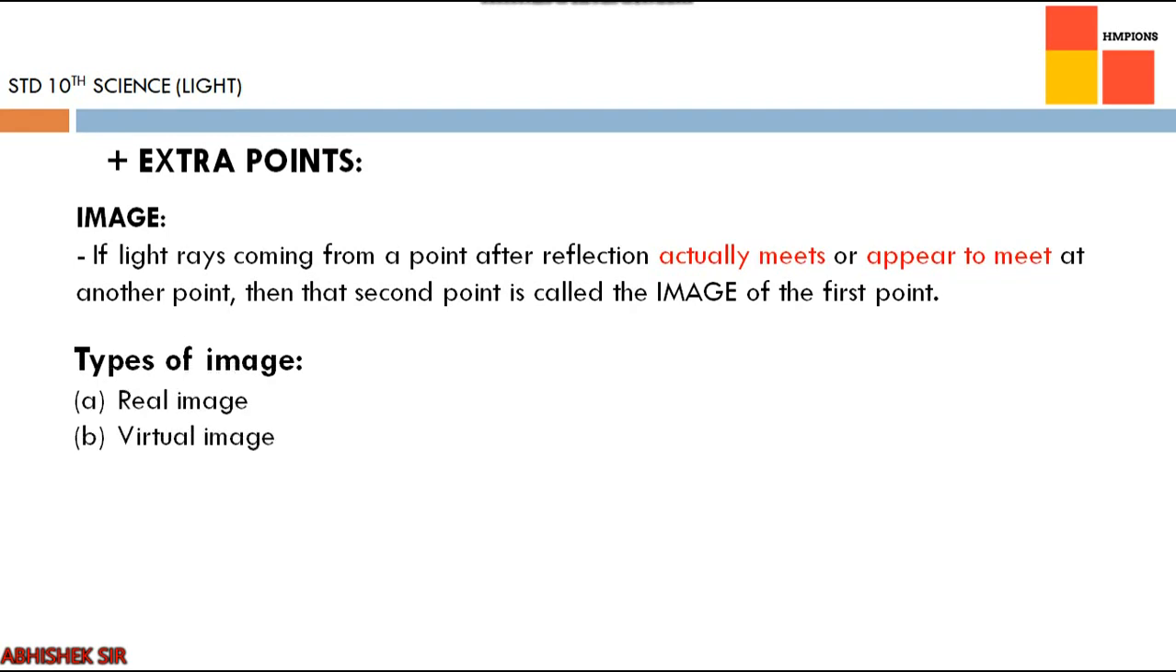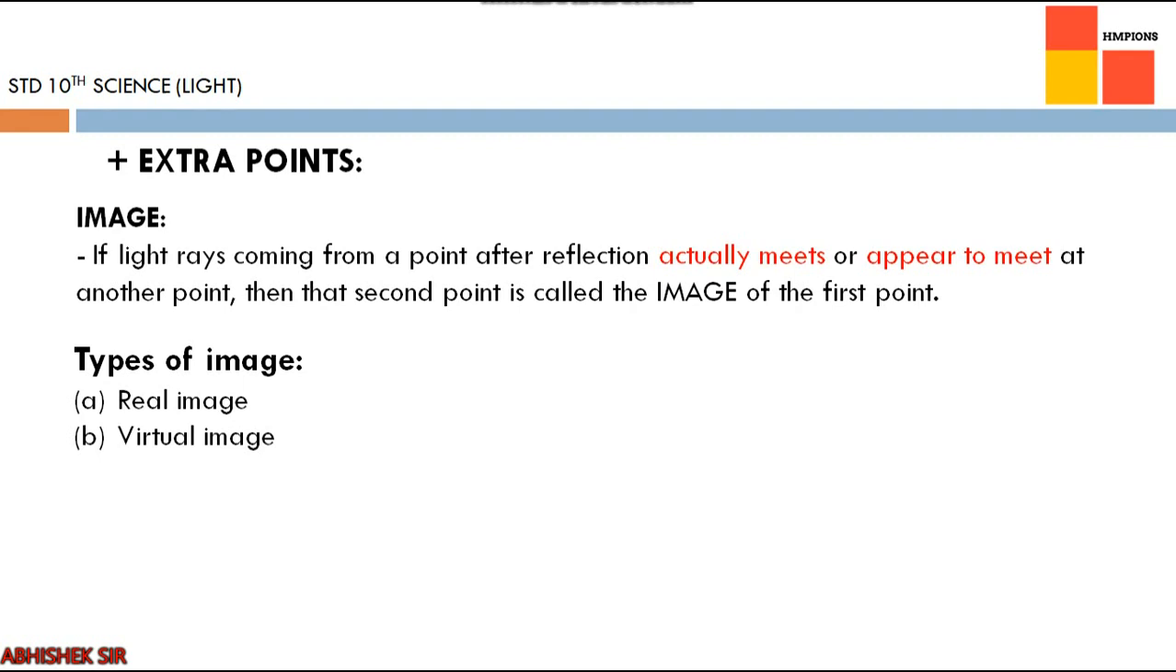Now, friends, if light rays coming from a point after reflection actually meet, or if they appear to meet at another point, then that second point is called the image of the first point. There are two types of image which can be formed. First is real image, second is virtual image.